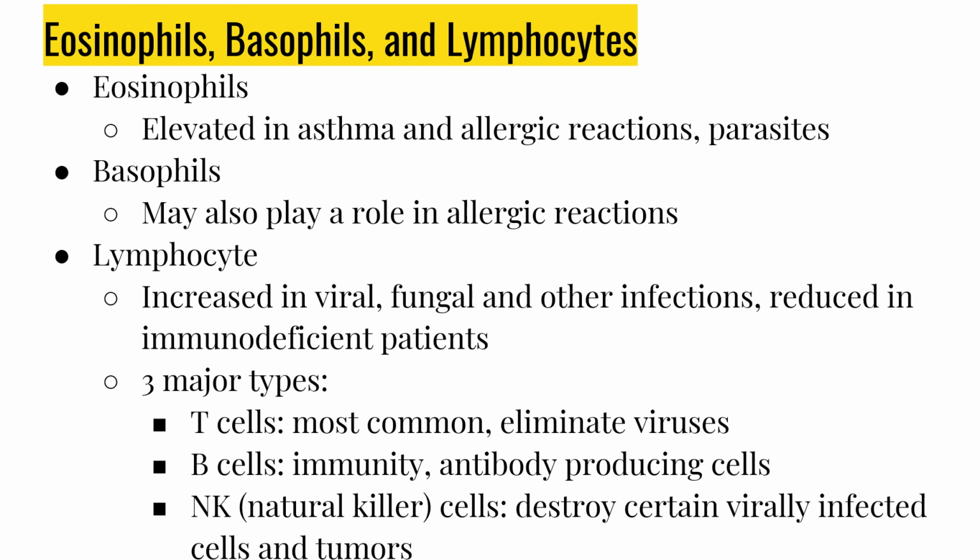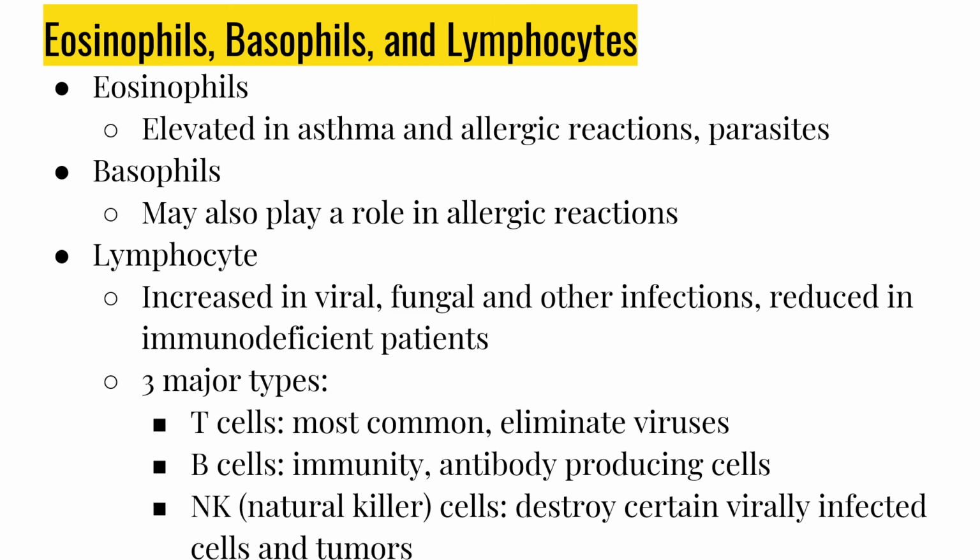All right, eosinophils, basophils, and lymphocytes. When you see eosinophils, you should think asthma. If there's an elevated eosinophil level, it's generally an asthma or allergic reaction or parasites. So eosinophils are associated with elevated asthma, allergic reaction, and parasites, so get that in your head. Basophils also play a role in allergic reaction, so they're both with allergies, but eosinophils for sure in asthma. Lymphocytes, and we'll talk about some of the different terminology as far as which means increase or decrease.